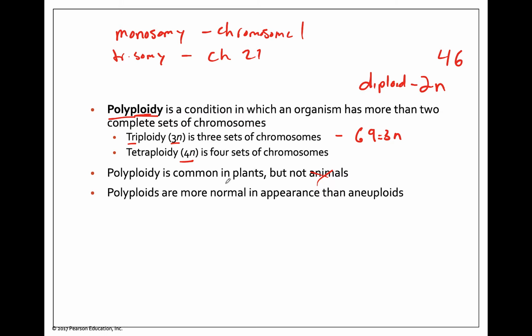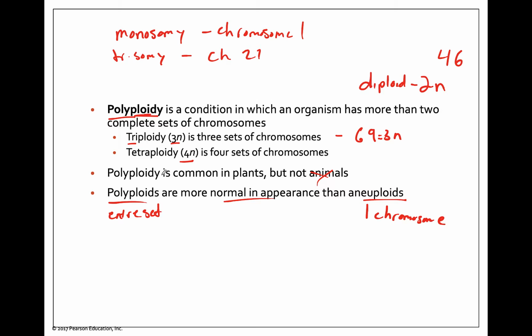Polyploidy is common in plants, so strawberries, wheat, most of the grains that you eat are actually polyploid. They have 4 or 6 or 12 sets of chromosomes. And that comes from hybridizations between species in nature as well as human interference. Polyploids are actually more normal in appearance than an aneuploid. Remember, aneuploidy is talking about one chromosome, and then polyploid is the entire set.